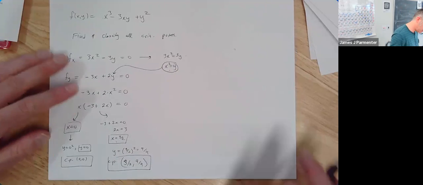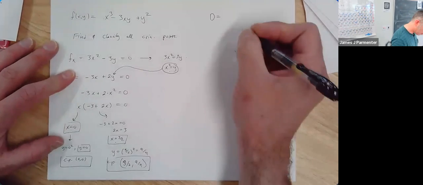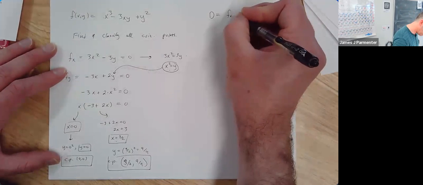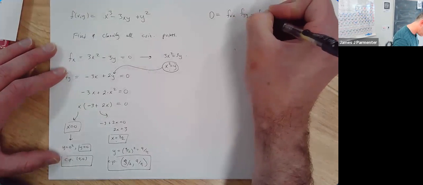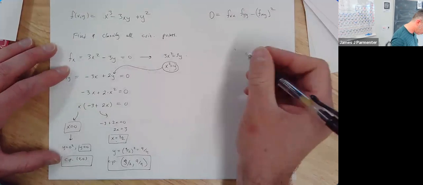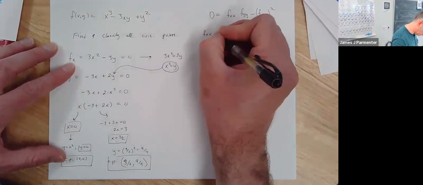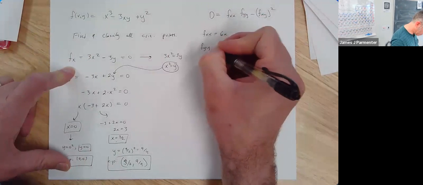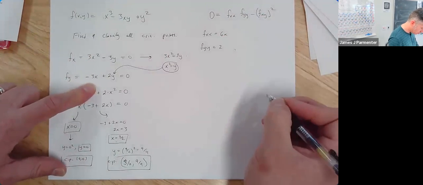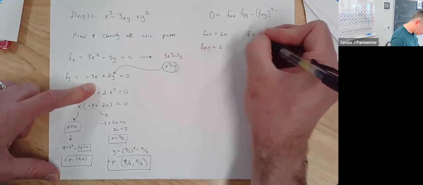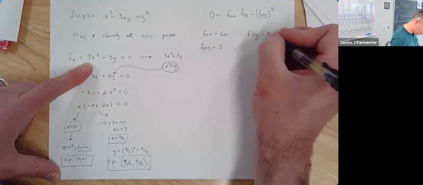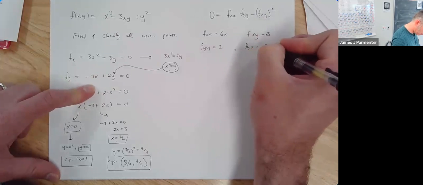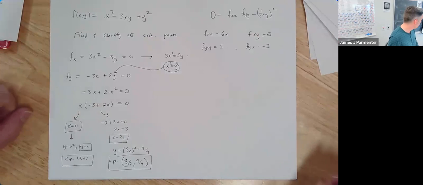And then it's the usual process of finding capital D. So I probably should have first found fxx and fyy. Oh well, we can do it now. It's usually not too terrible. So fxx is going to equal 6x minus 0. Fyy is going to equal 2. And fxy is going to equal negative 3. Or fyx if you prefer, but also negative 3. You only need one of those because they're the same.